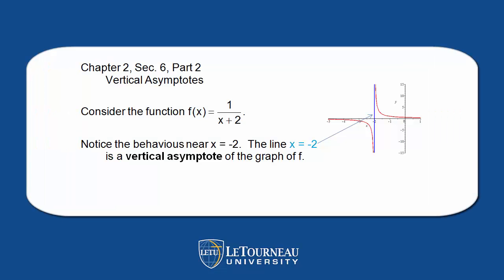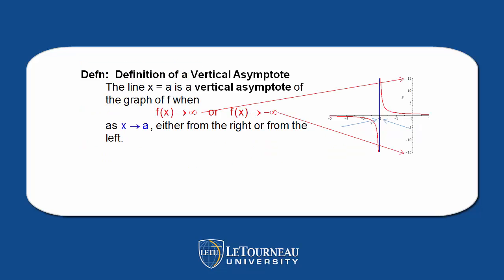All right, let's take a look at vertical asymptotes. Let's start by considering the function f of x equal to 1 over x plus 2. Notice the behavior near x equal to minus 2. The line x equal to minus 2 is a vertical asymptote of the graph of f.